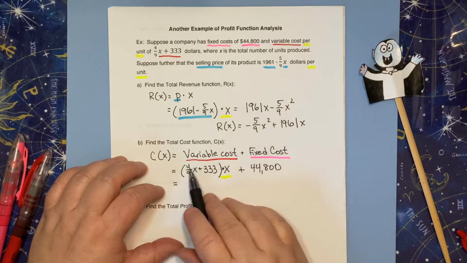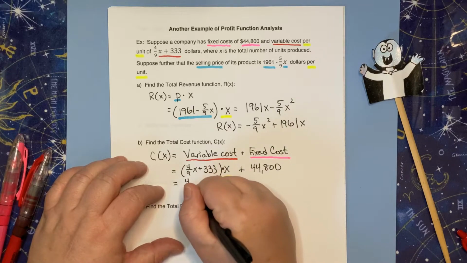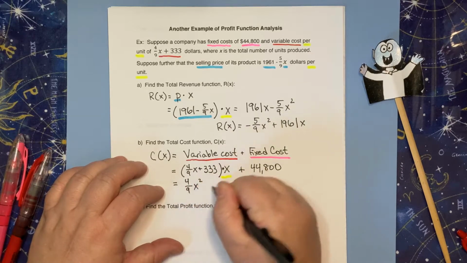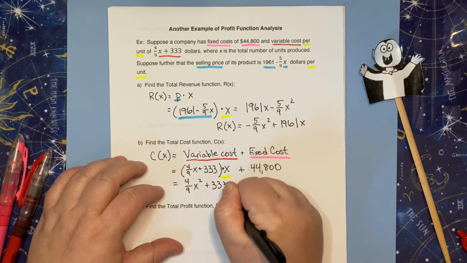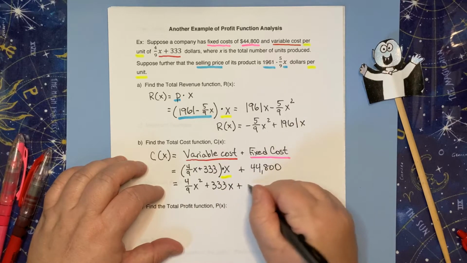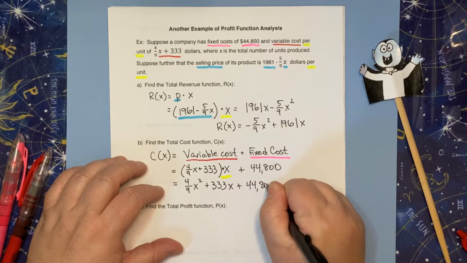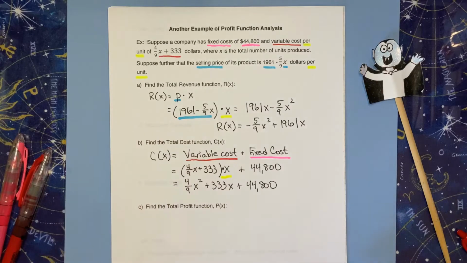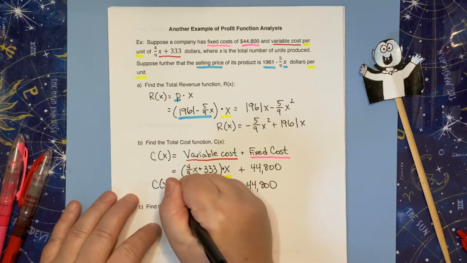Okay, so let's take a look at what we've got here. I'm going to again use the distributive property. I get 4/9 x squared plus 333x plus 44,800. And that's our total cost function.